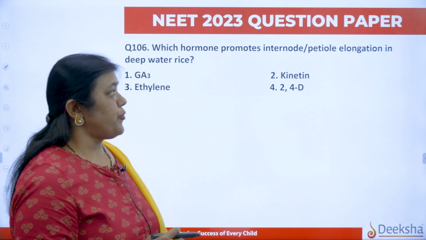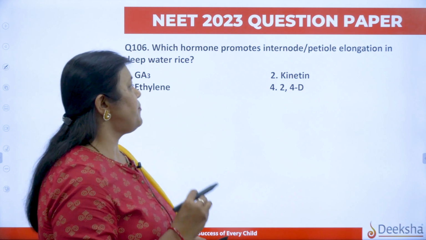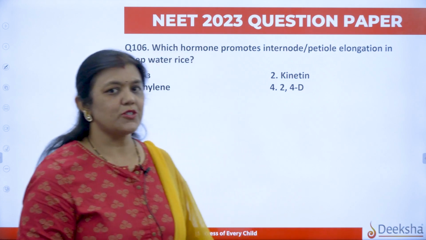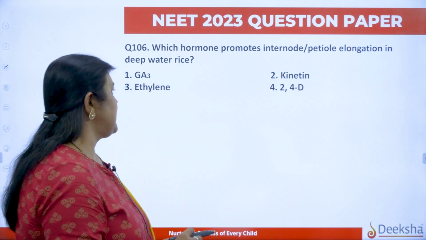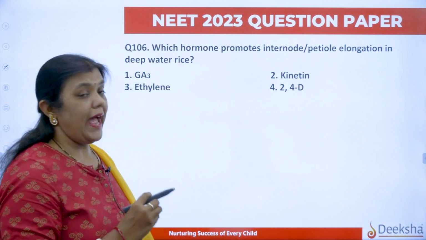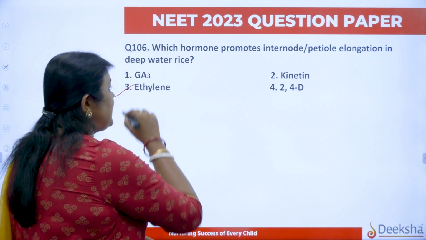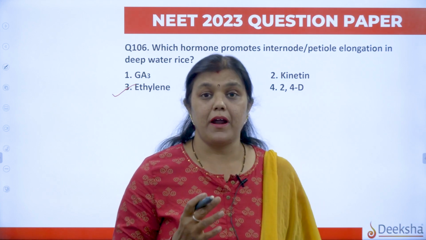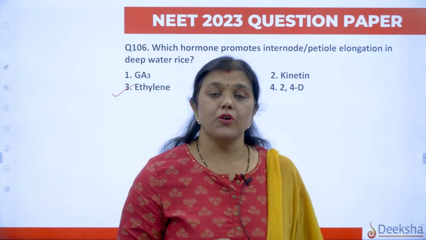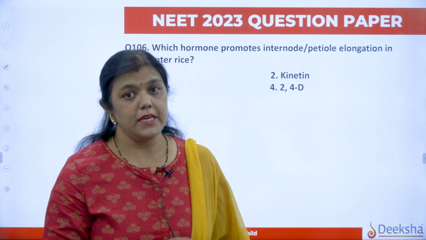Okay, which hormone promotes internode or petiole elongation in deep water rice? This is question number 6. You have options as GA3, kinetin, ethylene and 2,4-D. The correct answer over here is again option 3, ethylene. Ethylene, in the plant growth and development chapter, helps in the internode development and petiole elongation in plants.